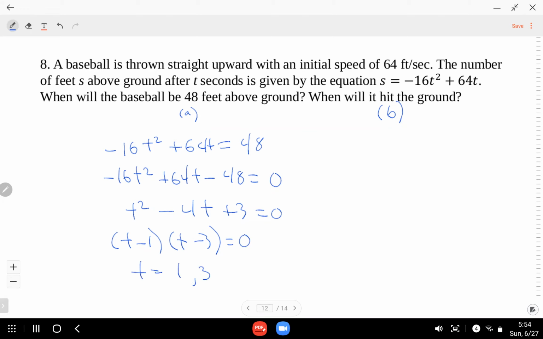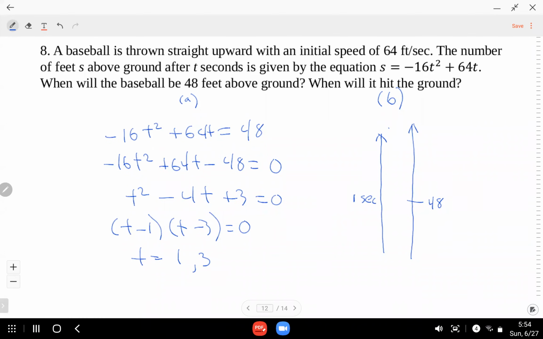So why do we have two solutions? I mean, there's only one point when it's 48 feet above ground, right? So a baseball, it's going straight up. Let's say this is 48 feet. When it hits this spot, it's 1 second in, but then it's going to fall back down. And when it goes back to 48 feet, it's going to be 3 seconds in. So that's why there's two solutions. And here, the correct answer would be 1 second.